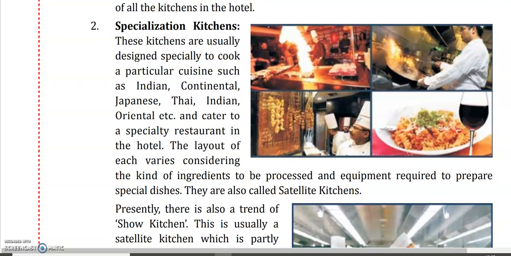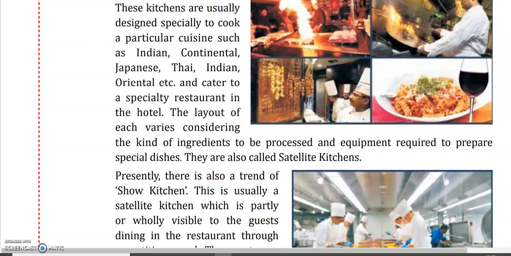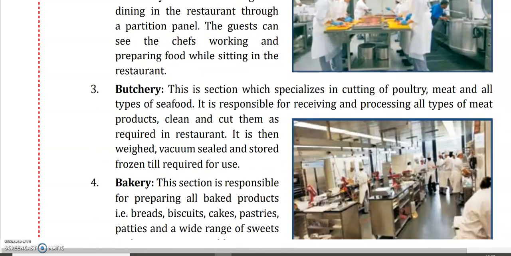Second is specialized kitchens. Ab ye wale jo kitchen hote hain, inhe hum use karte hain jab koi khas cuisine banani hoti hai, koi khas dish, jaise ki koi continental dish, Japanese, Thai, Indian, Oriental. Ya koi khas guest aaya hai restaurant mein unhe serve karne ke liye. Inke ingredients bhi thode special hote hain aur inke menu bhi ek alag card pe aate hain. So specialized kitchen normally use nahi hota, occasionally use hota hai.